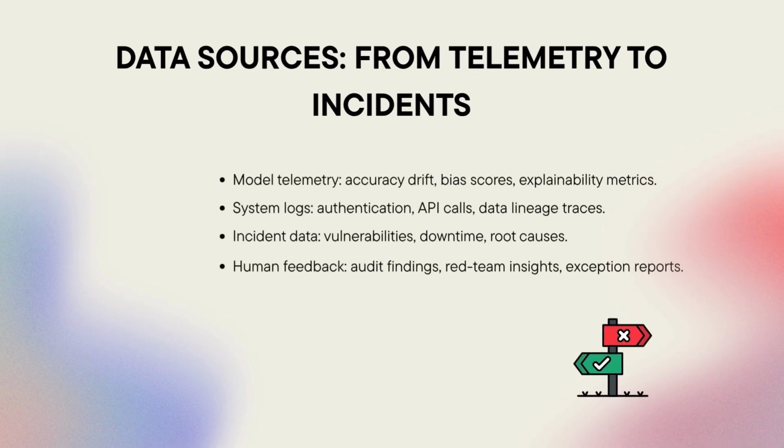So, data sources from telemetry to incidents. AI metrics are only as strong as their data sources. Automated telemetry from models reveals performance degradation, changes in accuracy, bias, or feature drift. System logs trace who accessed what, when, and how, establishing accountability. Incident databases track control failures, while postmortems reveal systemic blind spots.